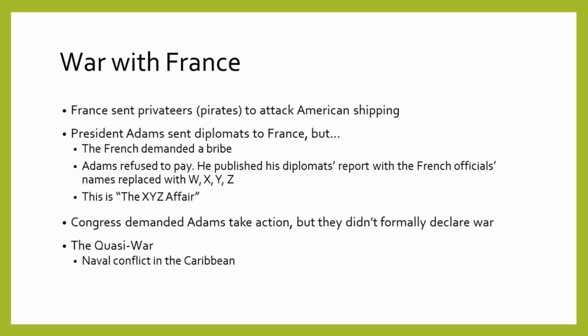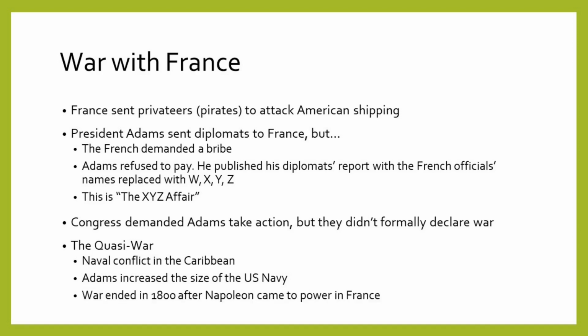The short version is that Adams beefed up the US Navy and worked with the British to protect American commerce. This went on until Napoleon came to power in France in 1800 and decided to end the war.